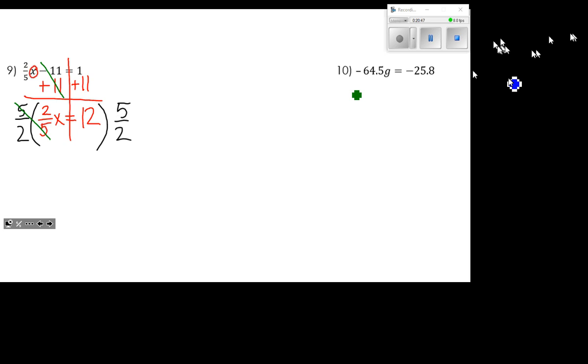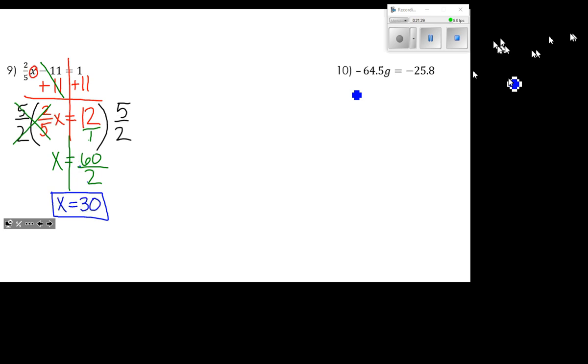These cancel because they give you 1, and we don't need 1x, we just need x. I'm going to bring down the x. And I'm going to turn this 12 into a fraction because I'm multiplying by a fraction. So I have 12 times 5 is 60. 1 times 2 is 2. I see that fraction and I know that it is going to be simplified to a whole number because 60 divided by 2 is 30. So x equals 30.